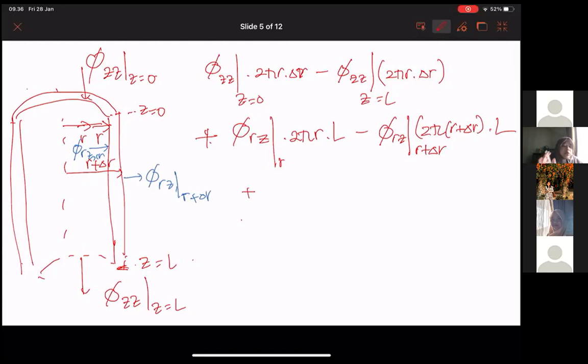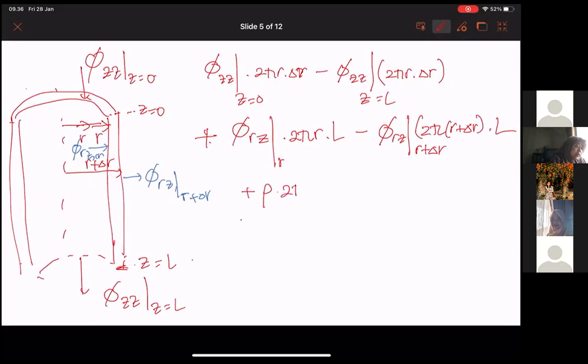For gravity we will calculate it with rho and then multiply with the volume. For the volume we will consider the thickness, the area of the ring on top, which is 2πR delta R multiplied by the length. Then multiply with g, the gravity, to be equal to 0.